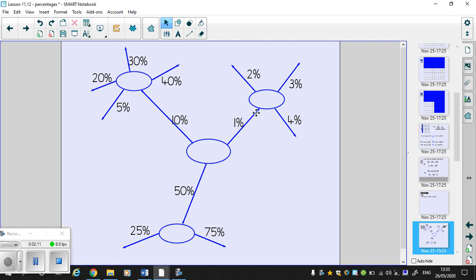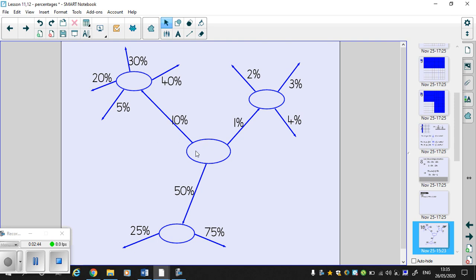Up this arrow, we have the 1%. So if we have 700 in the middle, 1% would be 700 divided by 100, which is 7. And once we've found 1%, we can find 2% by doubling it. 7 times 2, 14. We can find 3% by multiplying it by 3. 7 times 3, 21. We can find 4% by multiplying it by 4. 7 times 4, 28.